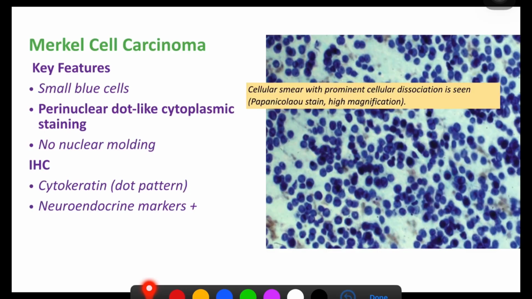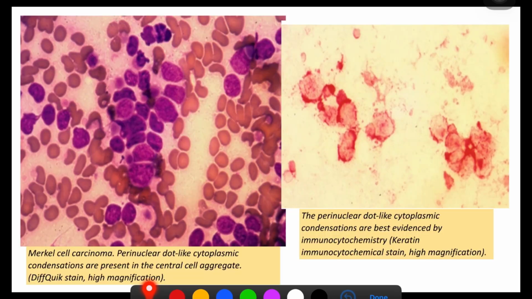Now let's see Merkel cell carcinoma, which shows small blue cells with prominent cellular dissociation. Whenever you find this type of picture, you may think of lymphoma, but perinuclear dot-like cytoplasmic staining, if identified, helps us to diagnose Merkel cell carcinoma, and there is no nuclear molding. If we perform cytokeratin stain, it gives a dot-like pattern, and neuroendocrine markers are positive.